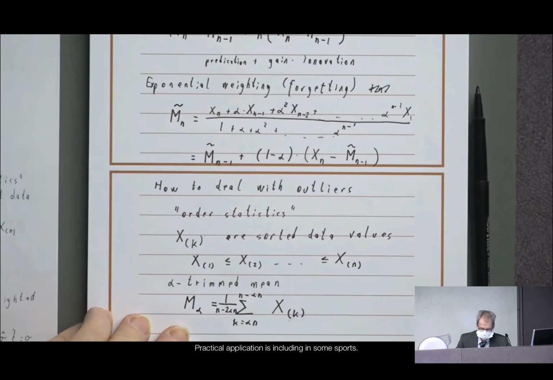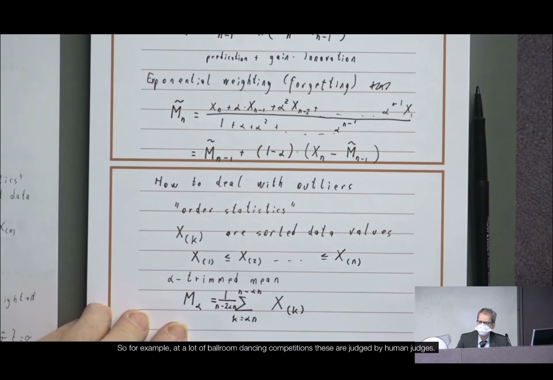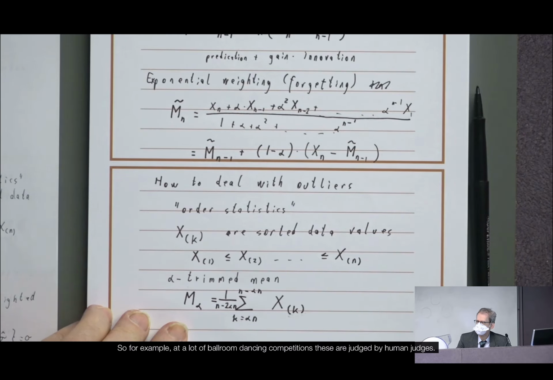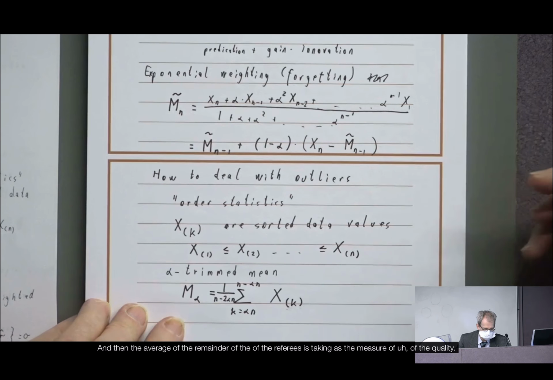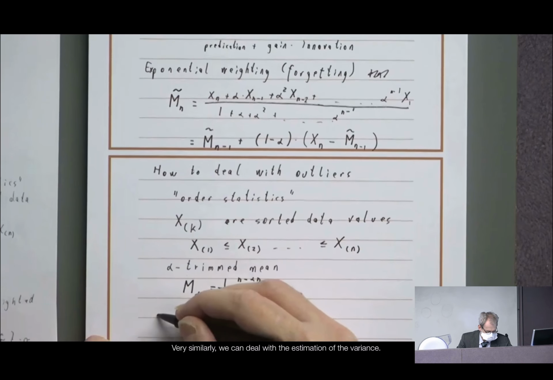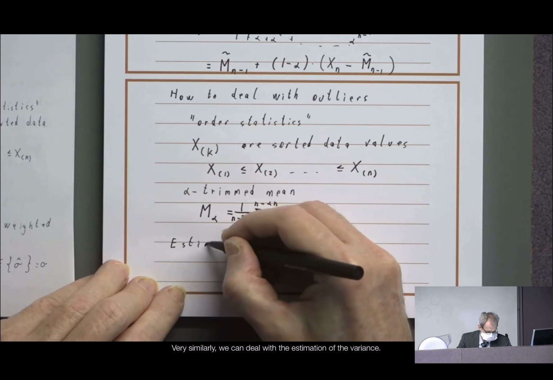A practical application is found in some sports. For example, at a lot of ballroom dancing competitions, these are judged by human judges. So the best ranking and the worst ranking is typically eliminated to delete the outliers, and then the average of the remainder of the referees is taken as the measure of the quality. Very similarly, we can deal with the estimation of the variance.